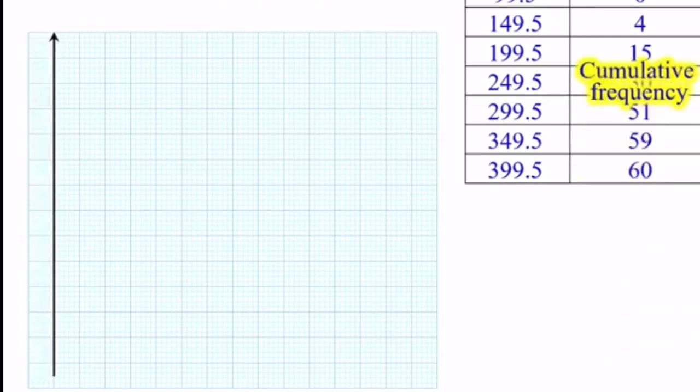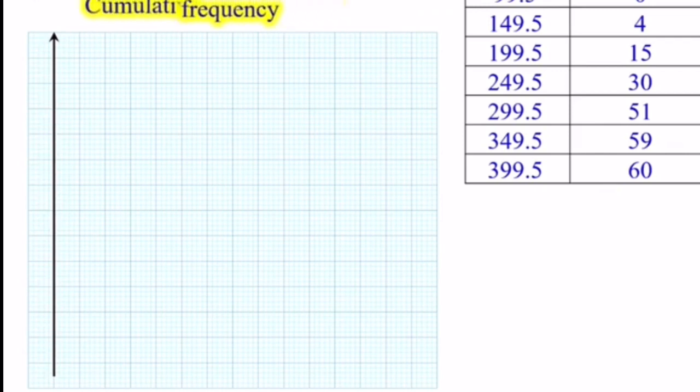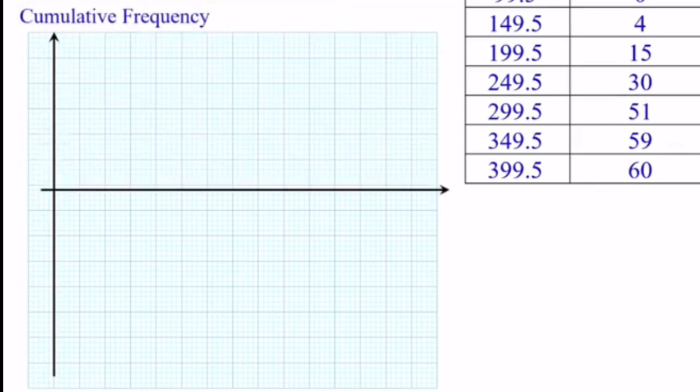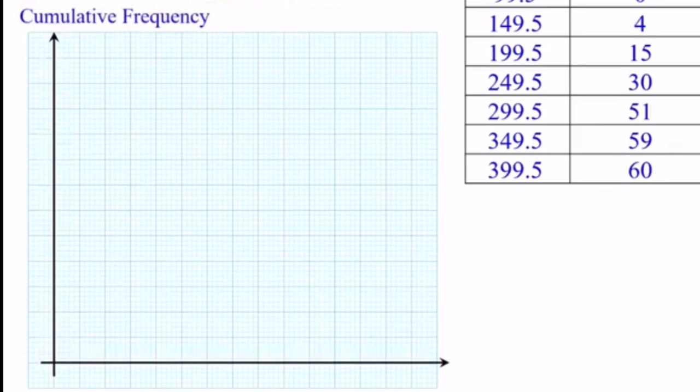How to draw a cumulative histogram? Of course, we need the cumulative frequency. So let's go to the table and study the cumulative frequency. And we are going to label the cumulative frequency on the vertical axis of the graph. So please do not label it as Y, label it as cumulative frequency. And for the horizontal axis, we will label the upper boundary.